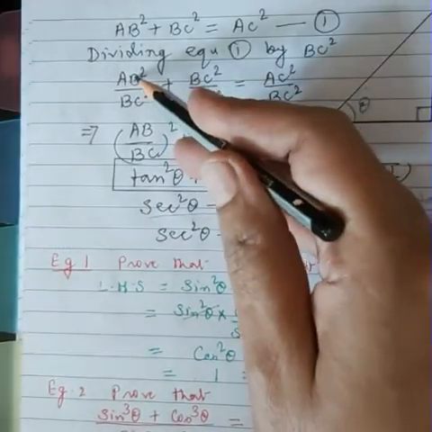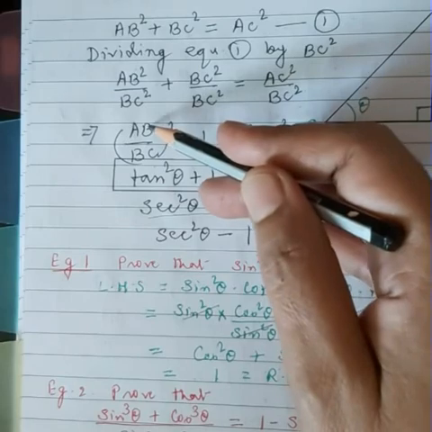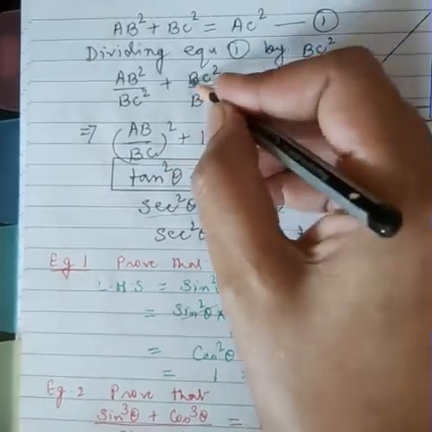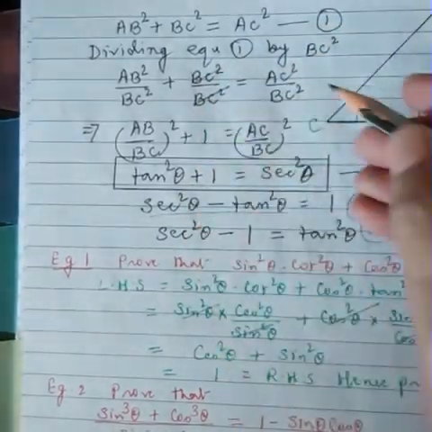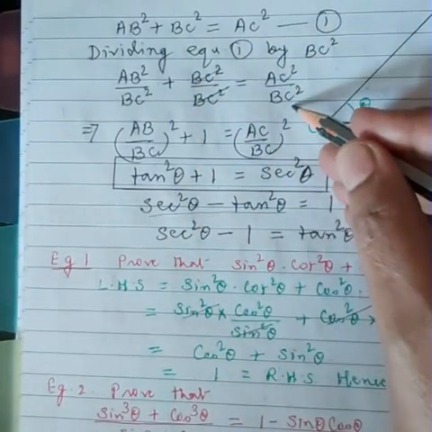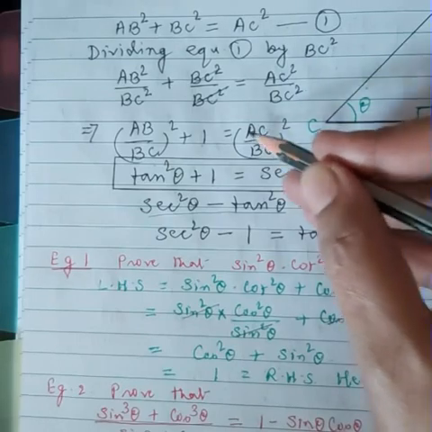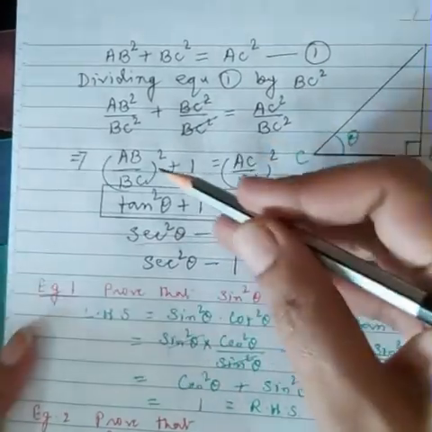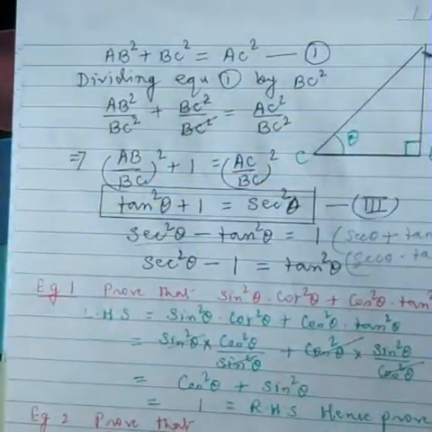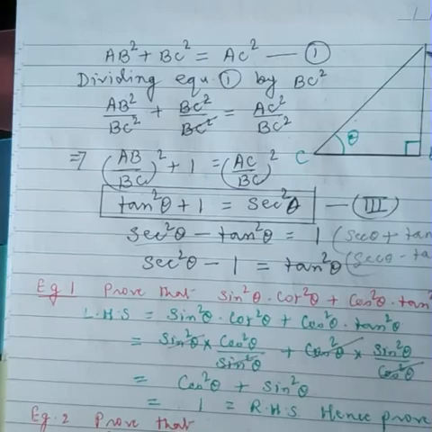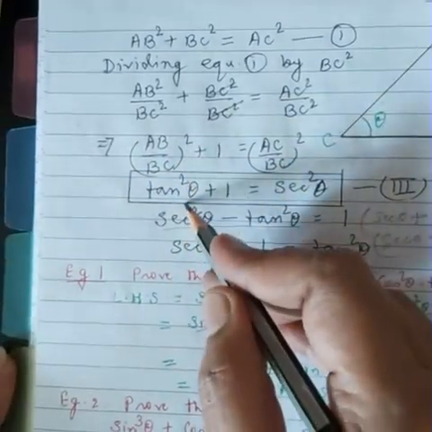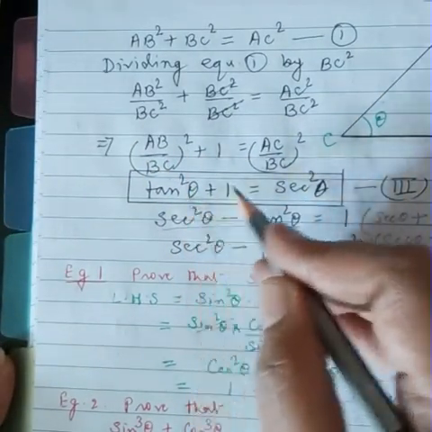Now AB square by BC square you can write as AB by BC whole square. BC square by BC square cancel, this will become 1. And AC square by BC square you can write as AC by BC whole square. Now see in this triangle, AB by BC, first check. AB by BC, perpendicular by base. Perpendicular by base is tan theta. So AB by BC whole square you can write as tan square theta plus 1.